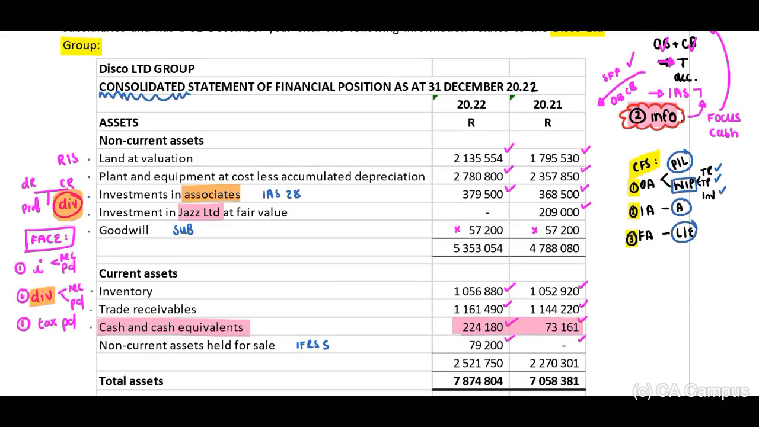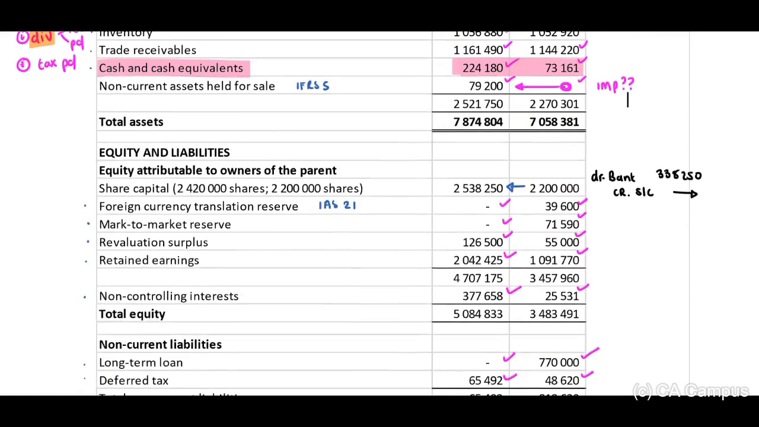Right. We have our non-current asset held for sale. Identify that this is a movement from 0 to 79200. Therefore, just ask yourself a question. There might be an impairment, which is non-cash. Right, then we have our share capital. We're able to identify that there is a movement from 2.2 to 2.5.